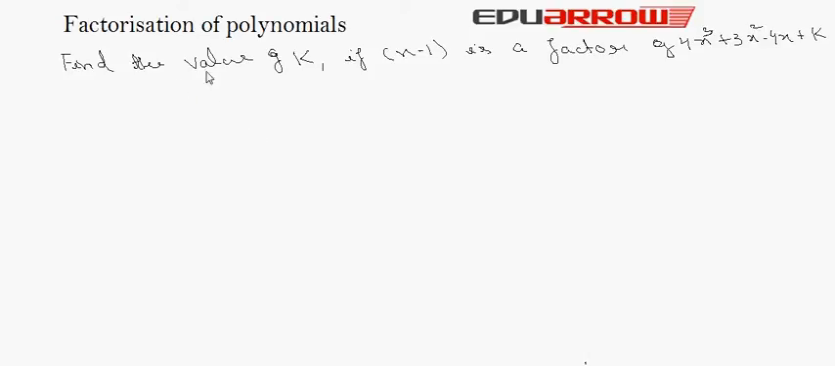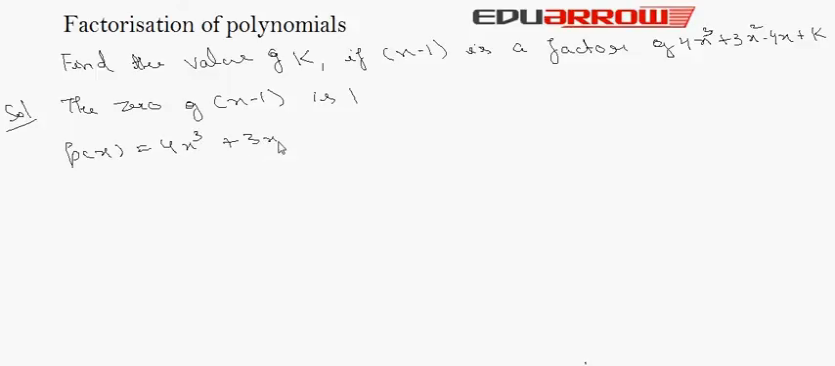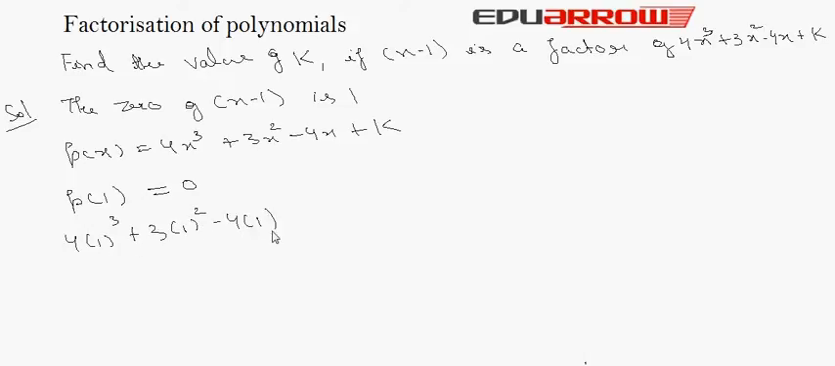Now another example is: find the value of k if x minus 1 is a factor of 4x cube plus 3x square minus 4x plus k. The zero of x minus 1 is 1, and let p(x) is equal to 4x cube plus 3x square minus 4x plus k. Now it is given that x minus 1 is a factor of p(x). So p(1) will be equal to 0. So here we can write 4 into 1 cube plus 3 into 1 square minus 4 into 1 plus k is equal to 0. It will be 4 plus 3 minus 4 plus k equal to 0, and k equal to minus 3.